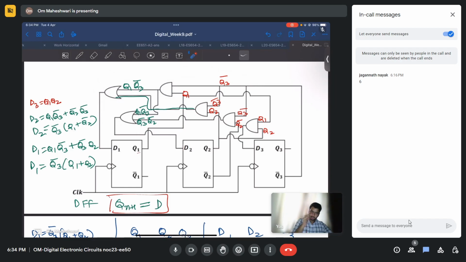Yes, sir. So the paper will be very much doable, I believe. So don't worry about it. If you know your concepts, you can do it.